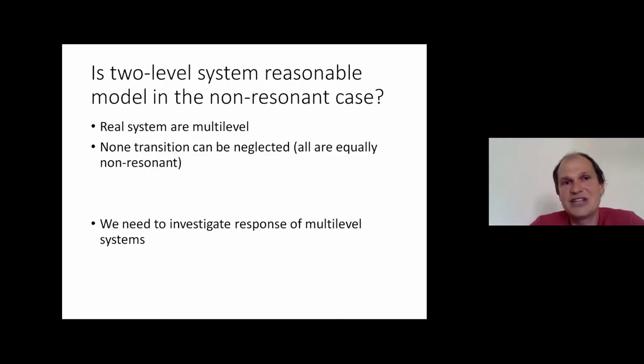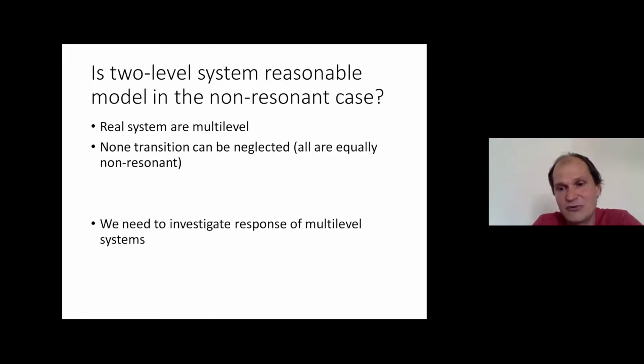Okay, so another question is, we have now calculated a two-level system. Is it actually a reasonable model for the non-resonant case? Because in the resonant case, it's simple. We can always cover one transition by our laser field. That would be the transition for the two-level system, and we can neglect the rest of the other levels because they are non-resonant and will be weak. But in the non-resonant case, all levels are equally non-resonant with the sample. So is a two-level system a valid model?